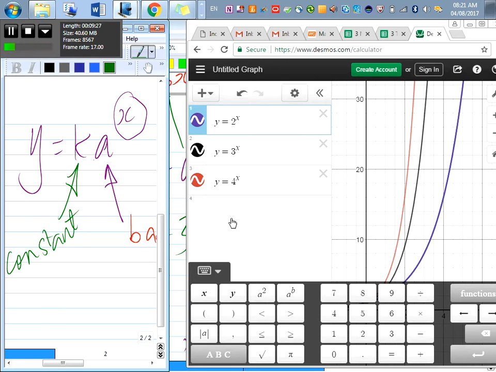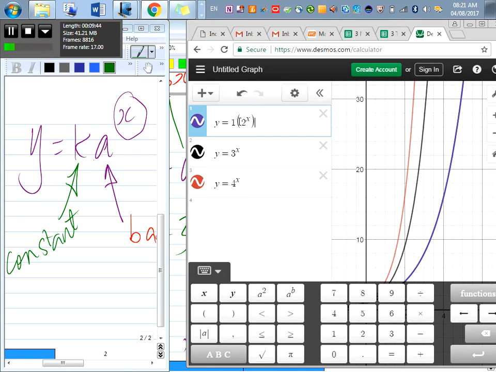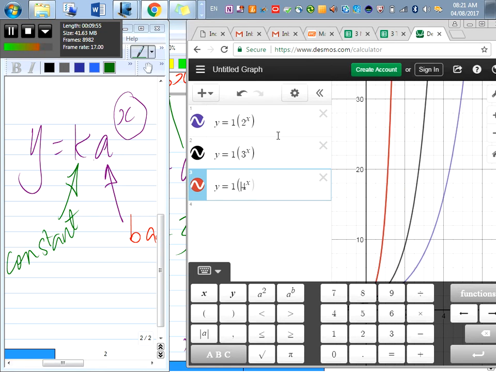Okay, never mind. y equals k times the base to the power of x. Over here I have y equals 1 times the base to the power of x. So in other words, this is actually 1 multiplied by this. No change to the shape of the graph. So over here also, same thing, 1 times this. And finally 1 times this. So for all these 3 graphs, my coefficient, meaning my value of k, is 1.